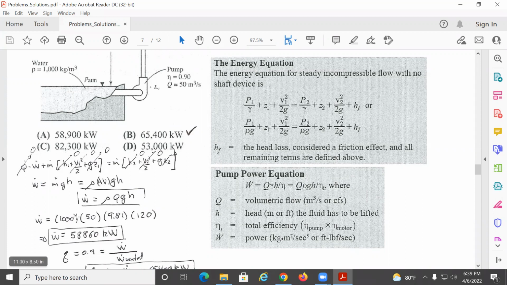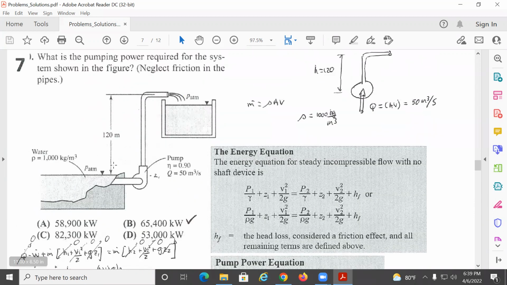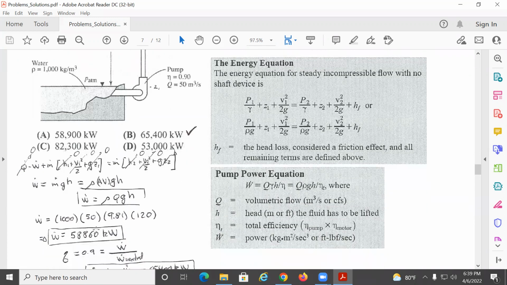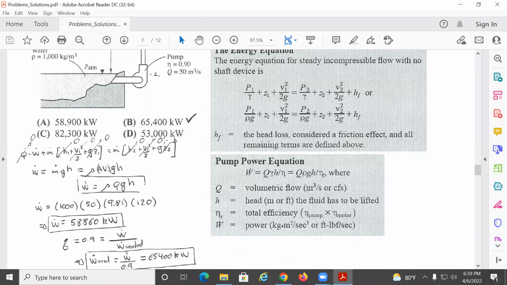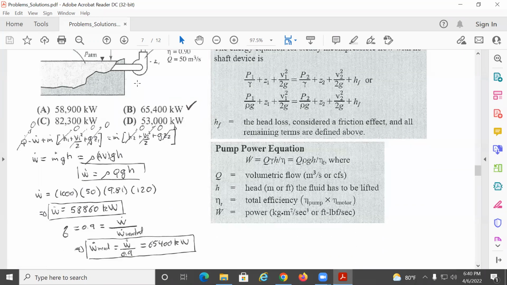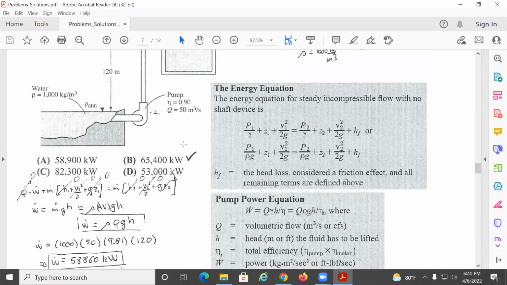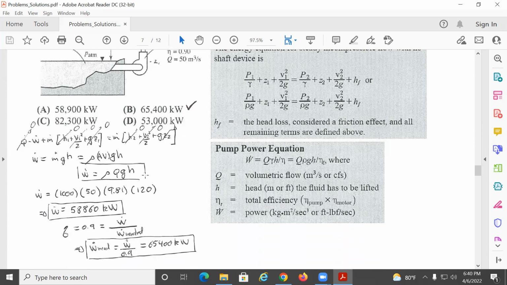So once you substitute, the density is 1,000 for the water. The volumetric flow rate, you see, is 50. All right. 9.81 for gravity, and the height is this. So if, let's say, the pump was 100% efficient, there were no losses, the amount of power that this pump should have is 58,860 kilowatts. But because they tell you that this pump is only 90% efficient, okay, basically what does that mean?